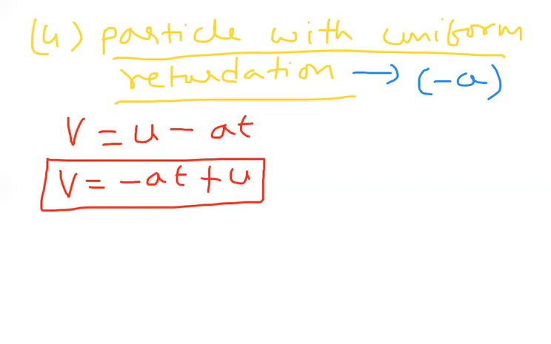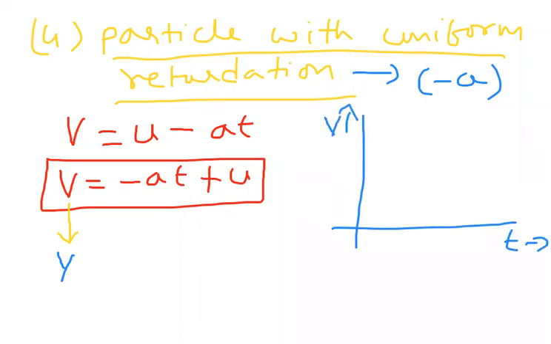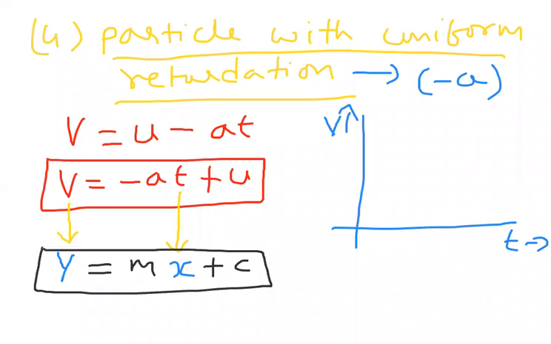Now, as usual, the v indicates the y-axis. We are plotting the graph taking velocity on the y-axis and time on the x-axis. Now observe carefully. We know the straight line equation as y equal to mx plus c.